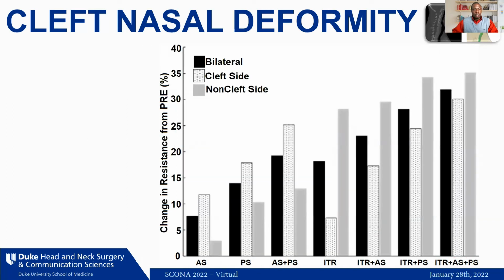This result shows percent change in resistance from the pre-airway for each virtual surgery model. ITR plus AS plus PS had the greatest change from pre, but may not be the best option for every surgeon. So the surgeon has to decide which combination they feel comfortable doing, given that most of the different virtual surgery combinations showed improvement from the pre-surgery airspace.